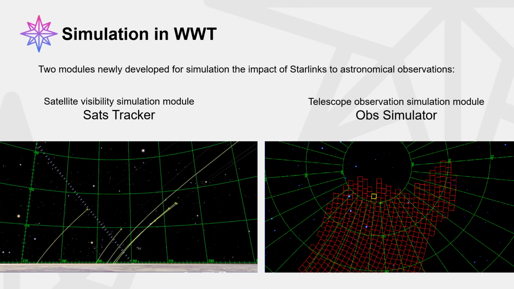With its powerful space-time simulation function, we can simulate any celestial phenomena. It can also display satellite orbits by loading satellite TLE data and support users to import well-known text to draw geometric markers on the celestial sphere. Based on these capabilities, we developed 2 modules for WWT to simulate the visibility of the satellite, the SAS Tracker, and the execution of telescope observation program, the OBS Simulator.